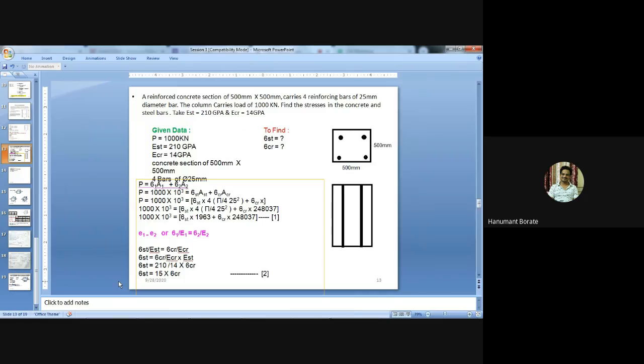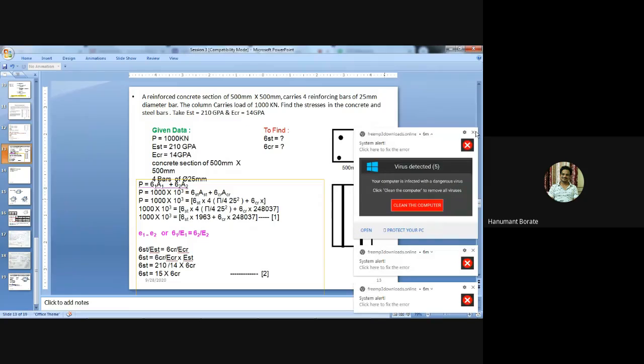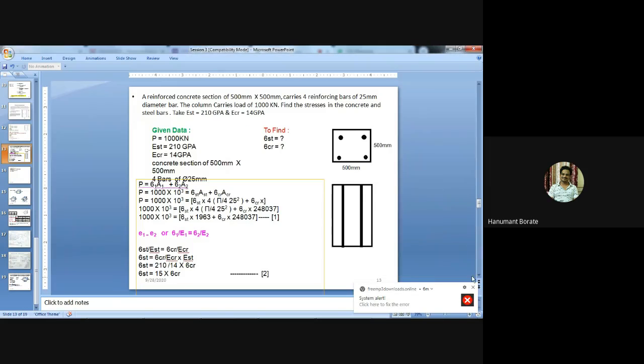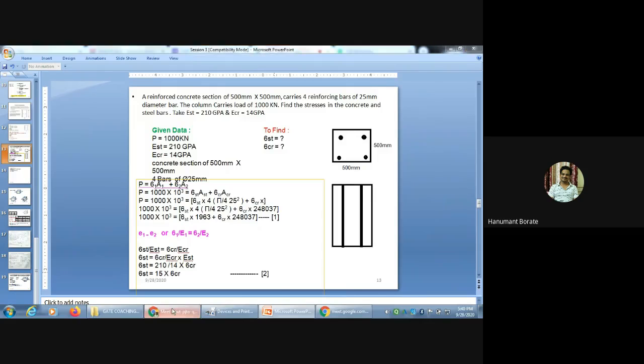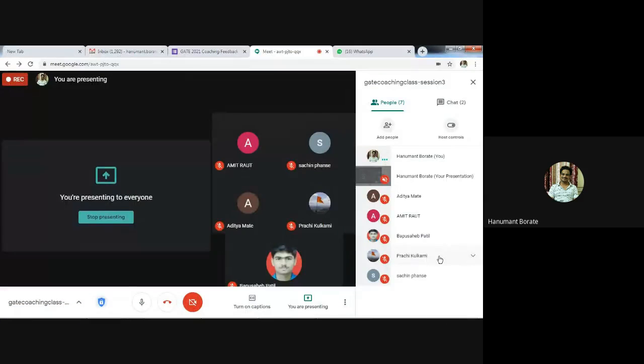I hope you understood the concept of composite parallel system. Did you understand? If anybody has any doubt, please ask.